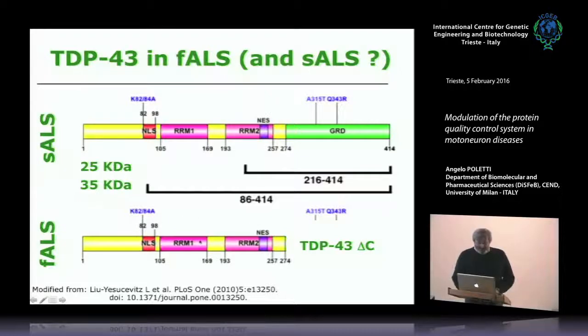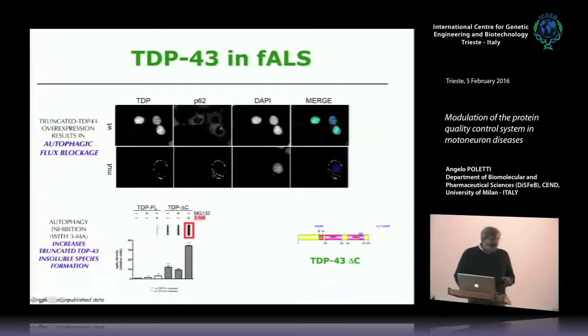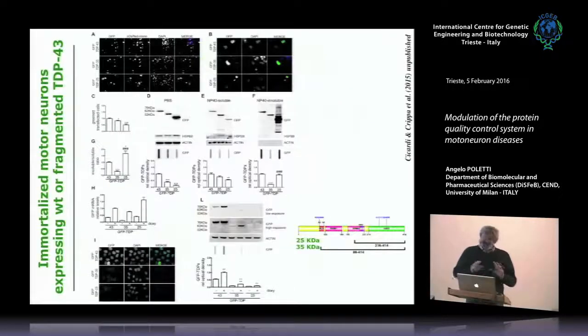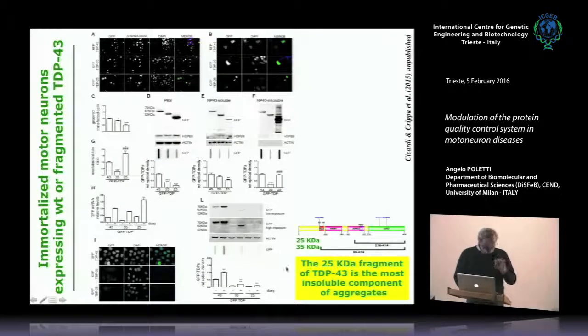If you express this one, the N-terminal fragment, you actually end up with accumulation of p62, so autophagy flux blockage. The autophagy is involved. If you block autophagy, you increase the amount of protein accumulated. This is a very complex slide, so I will not spend time on that, just to summarize it in a take-home message.